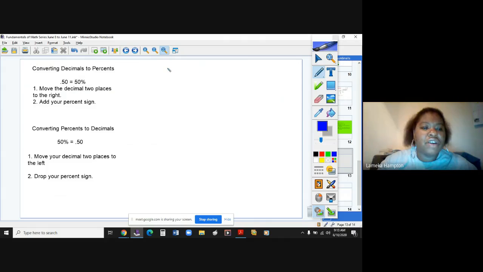So if I wanted to convert 17.2 from a decimal to a percent, I'm still going to follow the rule. I am going to move my decimal 2 places over to the right. So here's my decimal, and I'm going to move it 2 places over. Now this extra space represents a 0. So now when I've done that, I'm going to add my percent sign.